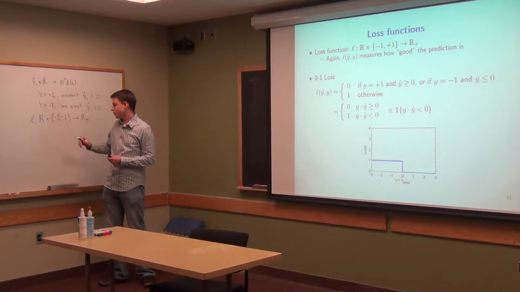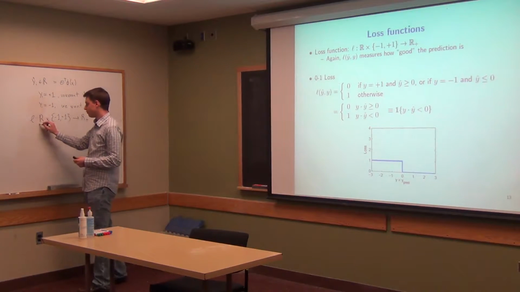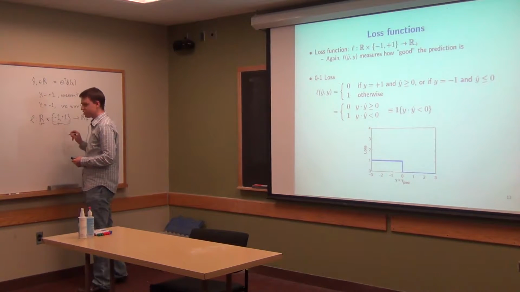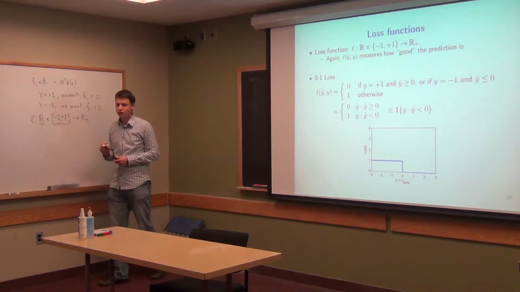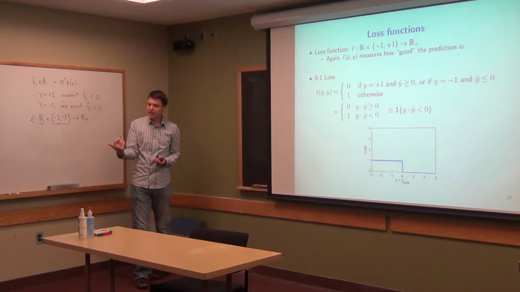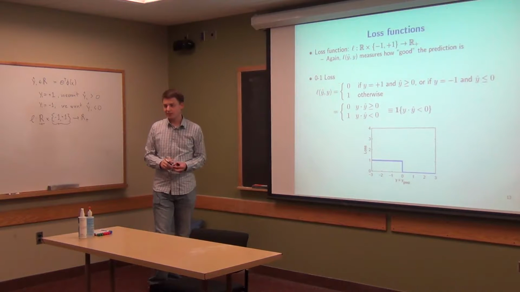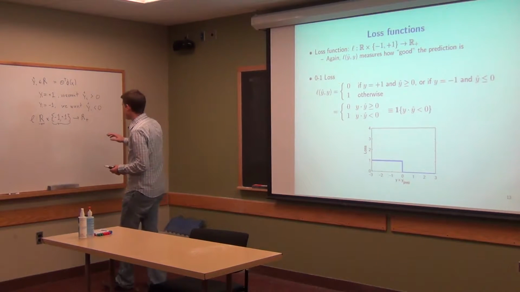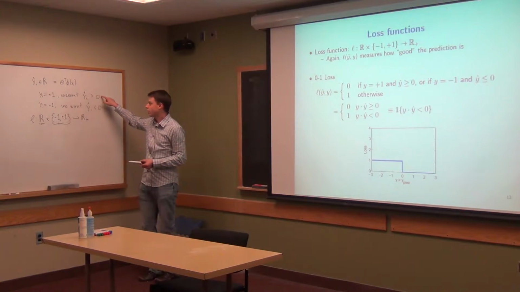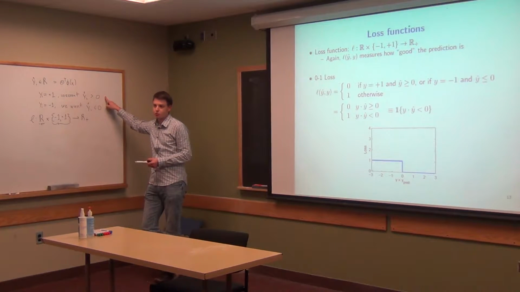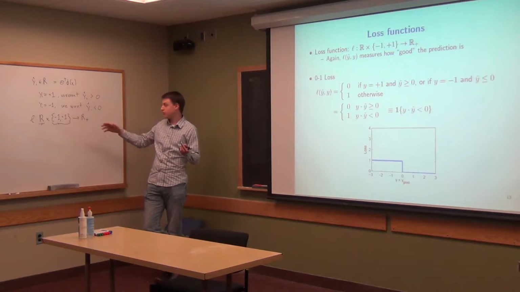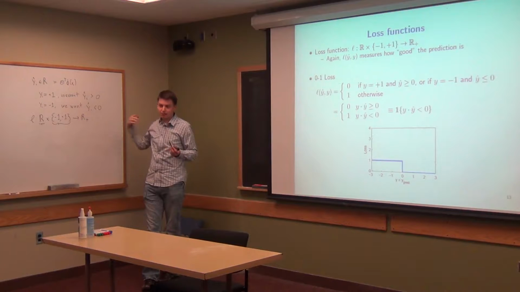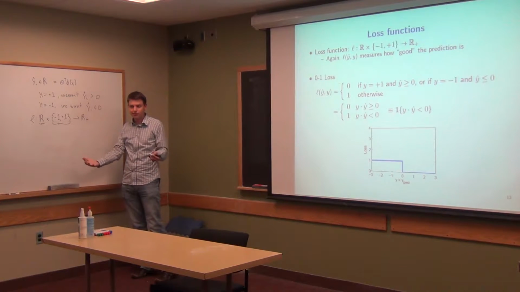Now, remember, this loss function takes as input our prediction, which is real valued, and the true label, which is discrete valued. So the simplest possible loss, in some sense, is just to say, well, look, when our predictions are positive, we're in effect predicting the label is +1. And when they're negative, we're in effect predicting the label is -1.